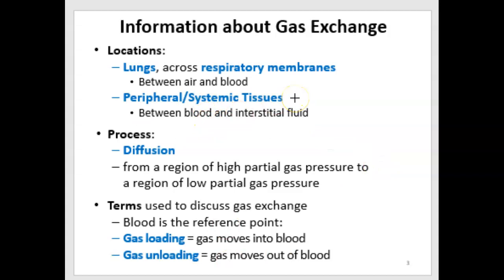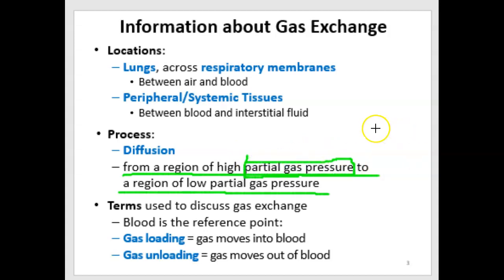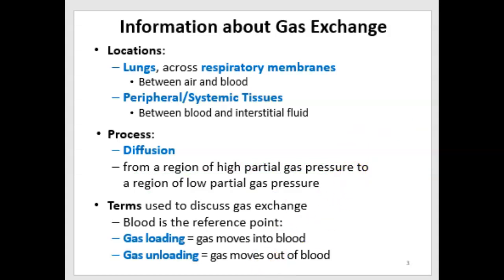So we'll talk a lot about how gases diffuse, how they move, how they're transported across cell membranes. And just like everything else we've studied, the gases will move from a region of high concentration to a region of low concentration, but we don't use the term concentration. We use the term partial pressure or partial pressure of a gas. So there'll be a partial pressure of oxygen and a partial pressure of carbon dioxide.